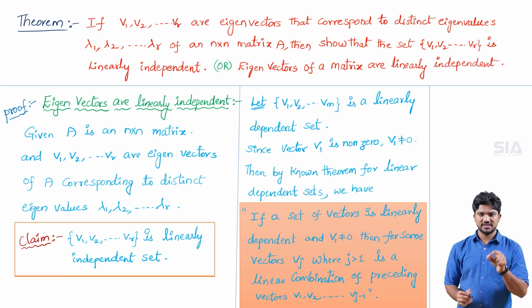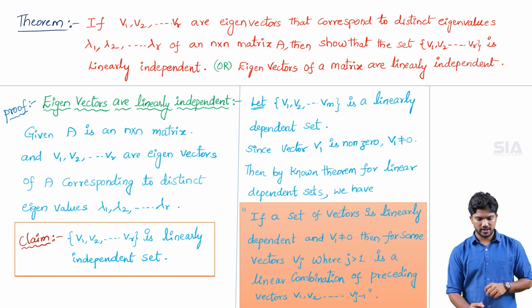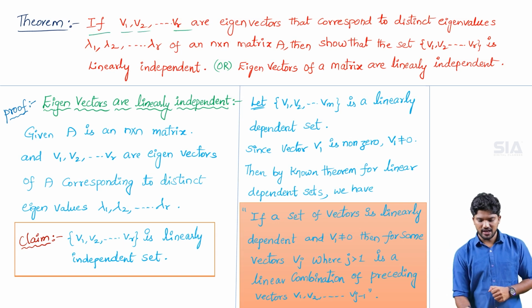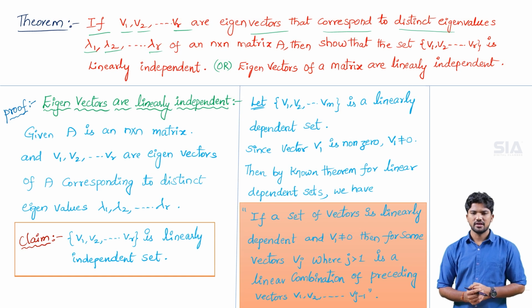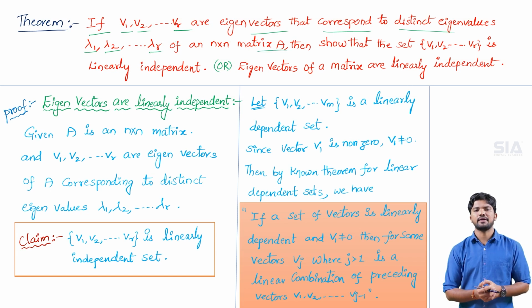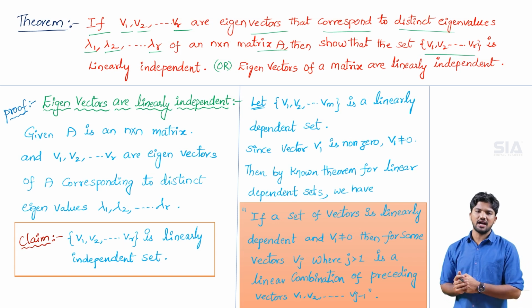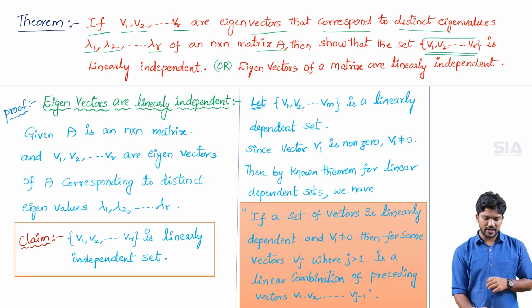For examination purposes, these types of problems are very important because they are concept-oriented problems. So, if v1, v2, up to v suffix r are eigenvectors corresponding to the distinct eigenvalues lambda 1, lambda 2, up to lambda suffix r of a square matrix A, then show that the set v1, v2, up to v suffix r, the set of eigenvectors, is linearly independent.